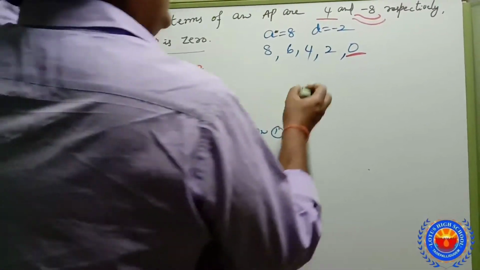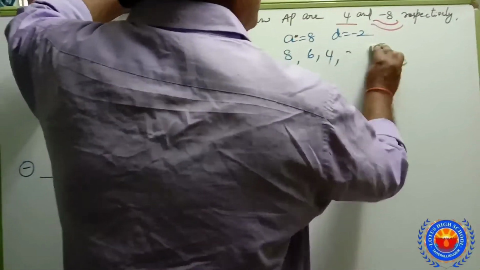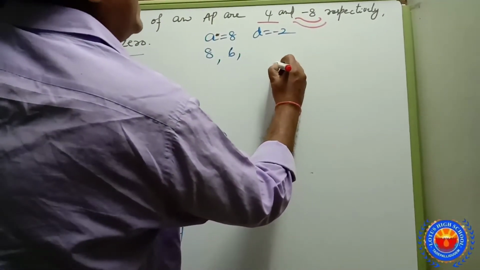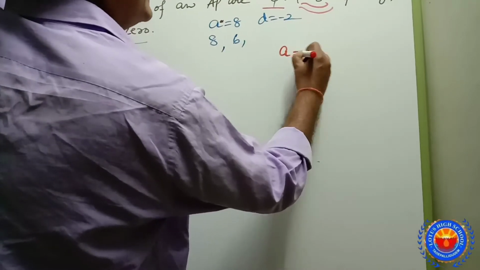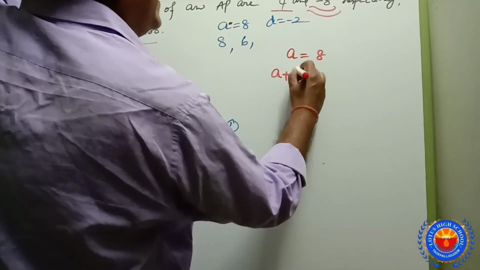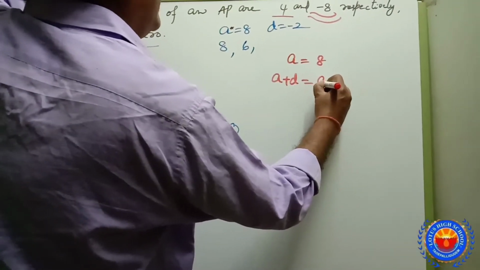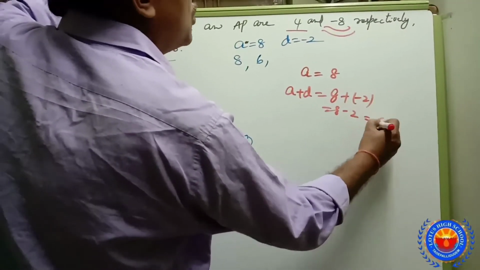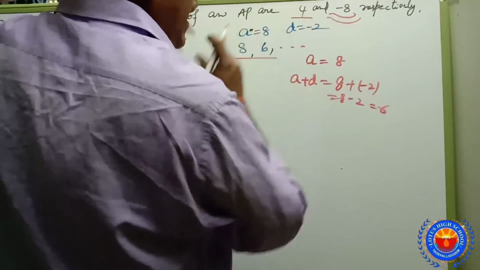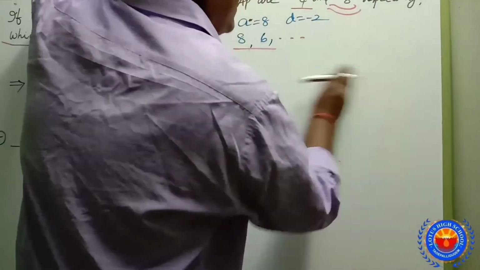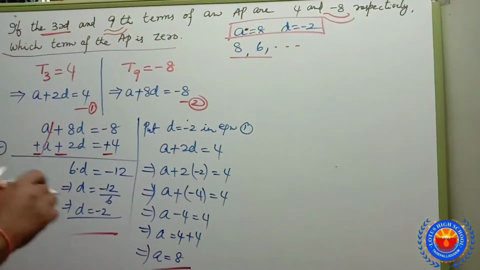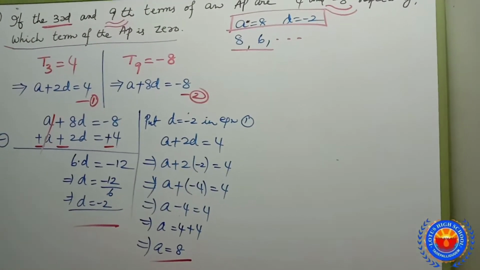If you want, these terms are not required; just write two terms. The first term is a, that is 8. The second term is a plus d, that is 8 plus (minus 2), 8 minus 2 is equal to 6. That's what I got as the second term. Only these two are enough. Now, which term of the AP is 0?